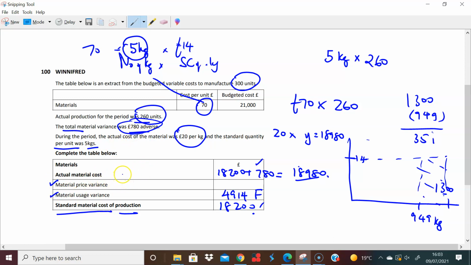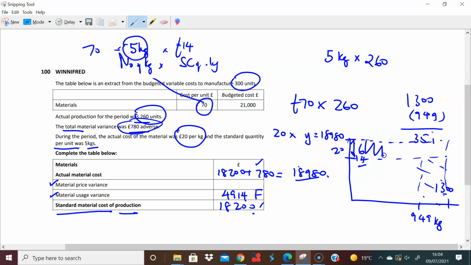Now, here's the thing: you should have spent £14 on each of these kilograms, but instead you actually spent £20. Actually, this isn't too bad. You spent £20 on each of these kilograms, whereas you should have spent £14. So that's a £6 difference. You could look at it in totals, but that's £6. You spent £6 more than you should have.